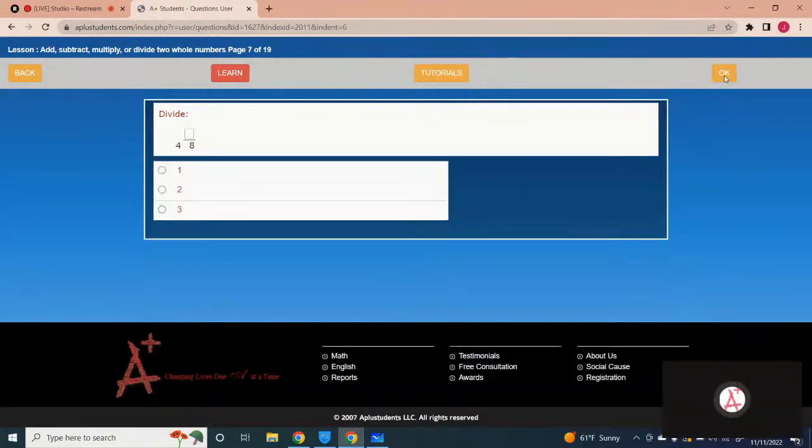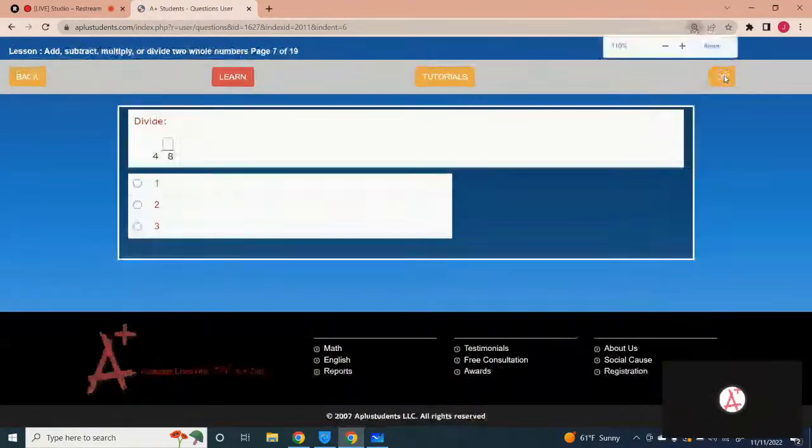Okay, you have to divide 8 by 4. 4 times what number is 8? 4 times 2 is 8. So just select the correct option and click on the OK button.